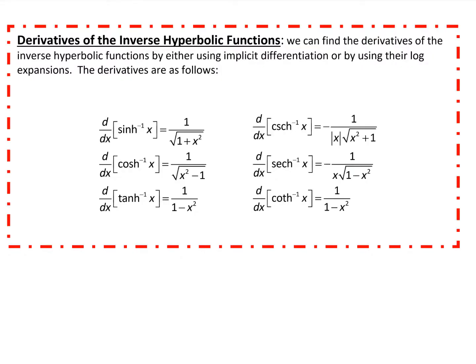And here we have a whole new set of derivatives, the derivatives of the inverse hyperbolic functions. Again, remember that these formulas can be proven or shown using either implicit differentiation or just using the log expansions, which is what we did for this inverse hyperbolic sine. And the others can be proven in a very similar way. And there we have the derivatives. And again, notice there's quite a bit of similarity to the derivatives of the inverse trig functions.